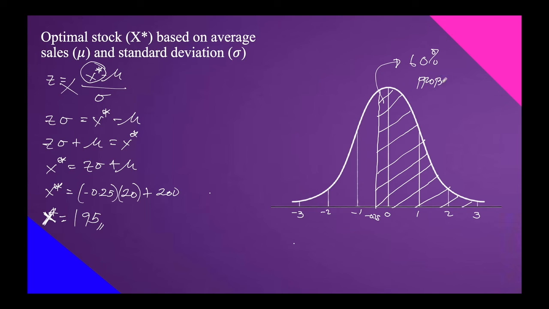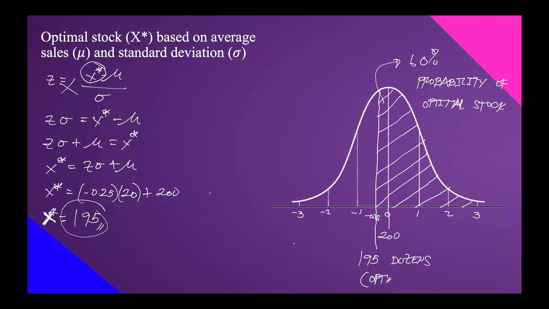This is the 60% probability of optimal stock. Okay, so 60%. Now, ano katumbas niyan ng mga numbers na yan? Itong 0, this is the mu. Katumbas niya actually is yung 200. And itong negative 0.25, ang katumbas niyan is itong 195 dozens of donuts, which is yung optimal na stock natin.